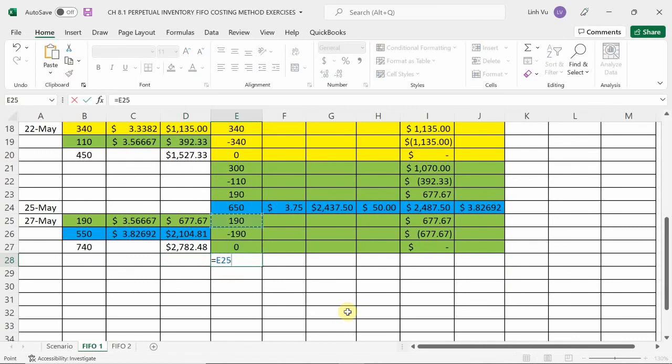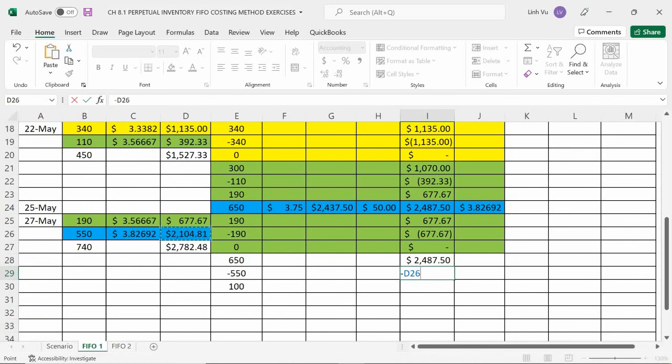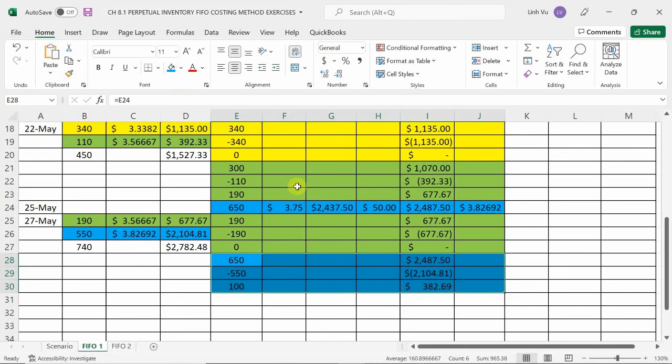Now I need to update my blue batch of inventory. I started out with 650. I sold 550. So I should have a remainder of 100 units left. My total for the 650 was $2,487.50, and I sold $2,104.81. So that should give me a remainder of $382.69. And this was my blue batch of inventory.